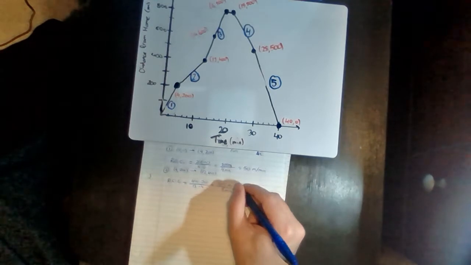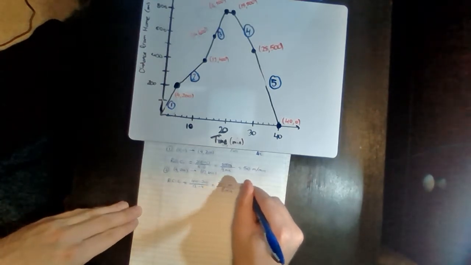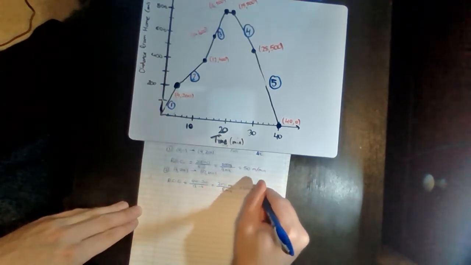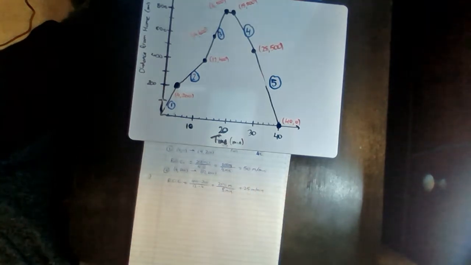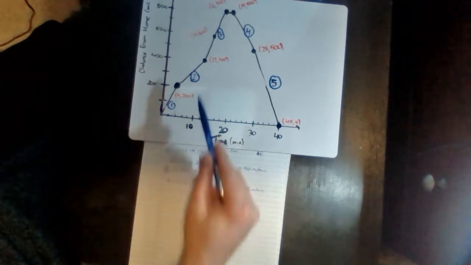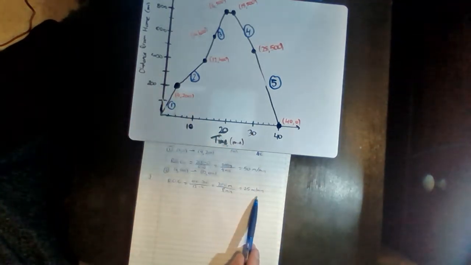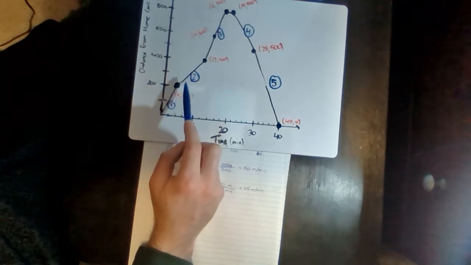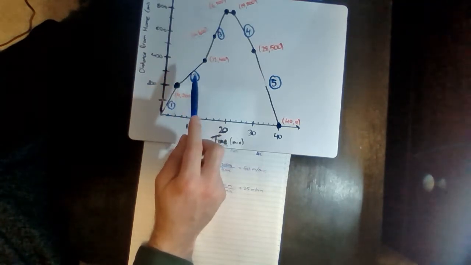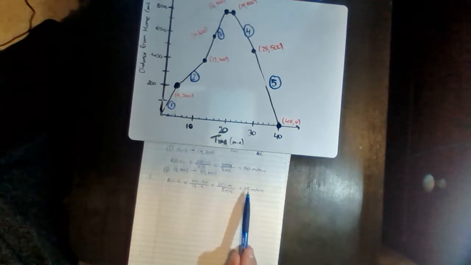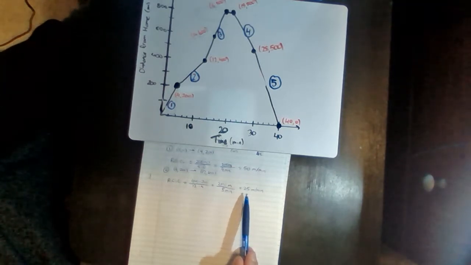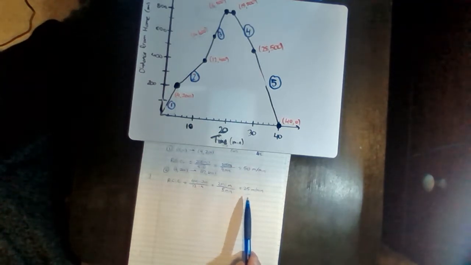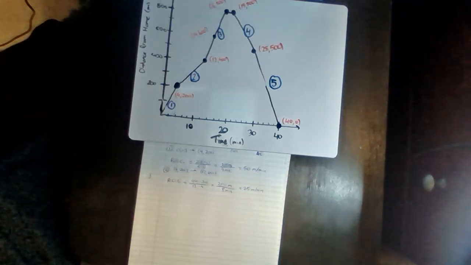200 divided by 8 is 25. And again, our units are going to be 25 meters per minute. The first 4 minutes, he's going 50 meters a minute. Now the next 8 minutes, he's going 25 meters a minute. We can see that section of line, its slope is less steep. That tells us we're going less quickly. We're traveling at a slower speed. We're only going 25 meters per minute now.